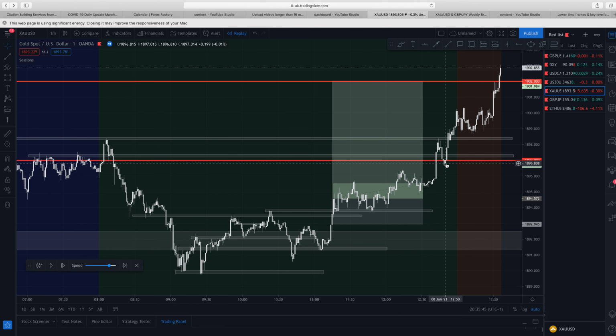But I don't like how small that bullish candle is before the push.